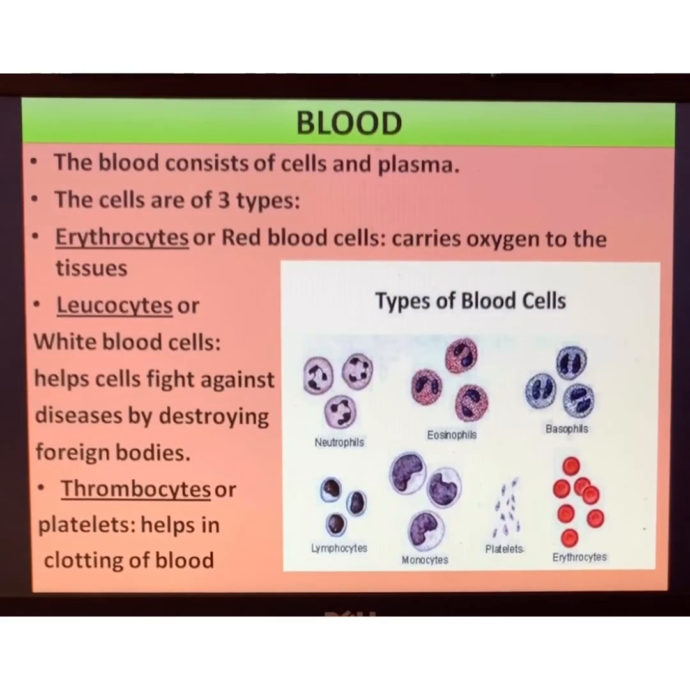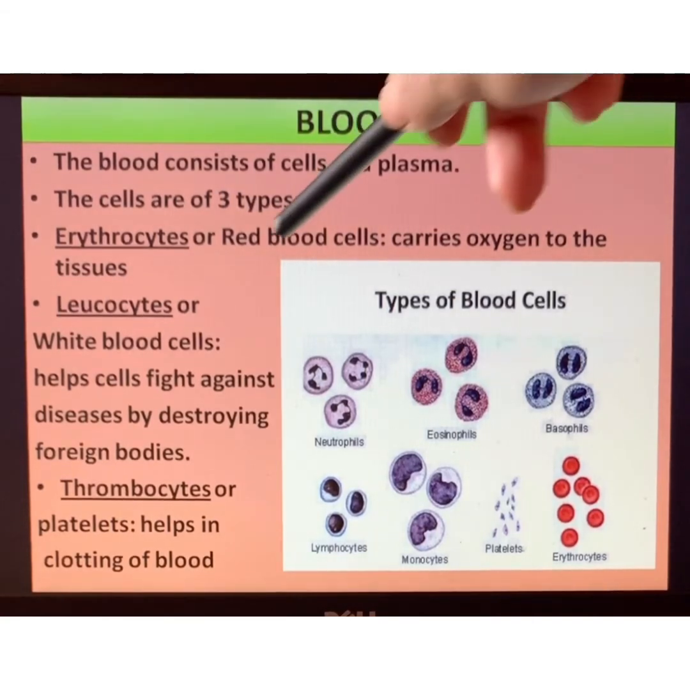The blood consists of cells and plasma, right? The cells are of three types. Now I want you to note down these terms as well. In your textbook, they haven't mentioned erythrocytes, leukocytes or thrombocytes, but I do expect you to note them down, and that is why I have added them here in my slide. All right, it is high time that you get introduced to these terms.